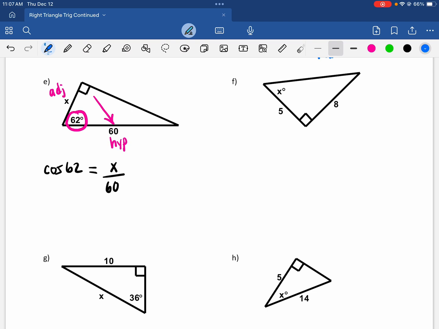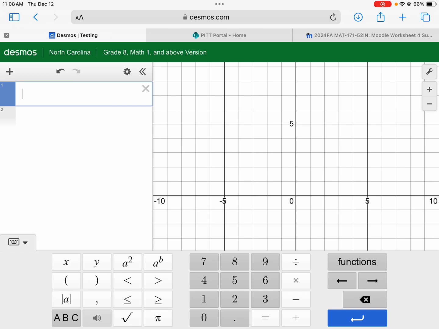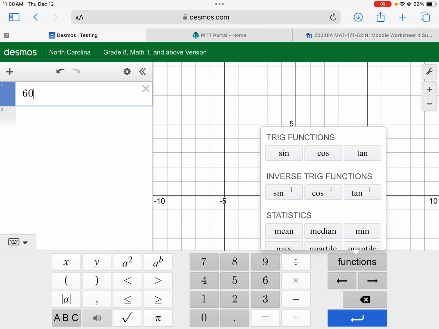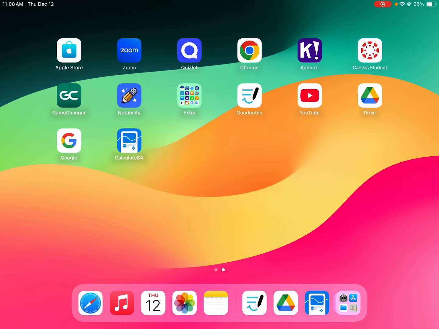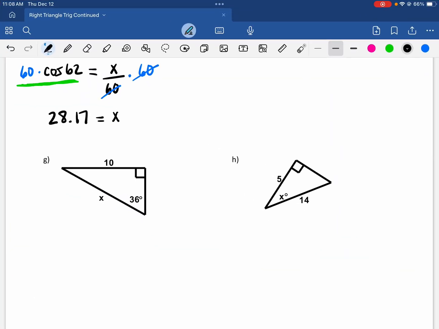We said when it's in the top of that ratio, we want to multiply both sides by the number that's in the denominator, which is 60. Those 60s cancel each other out, leaves us with just an x. And we're going to go into Desmos, our calculator, and we're going to put in 60 cosine 62. 60, go to functions, cosine 62. Go to that second decimal place, it's a 6. I look behind it, it's an 8. That 8 is going to round that 6 up to a 7. So we're looking at 28.17.